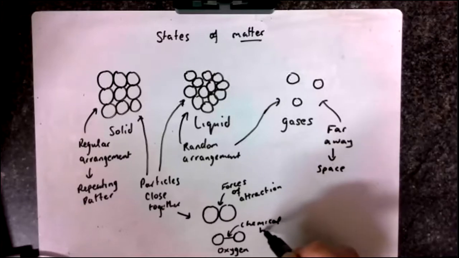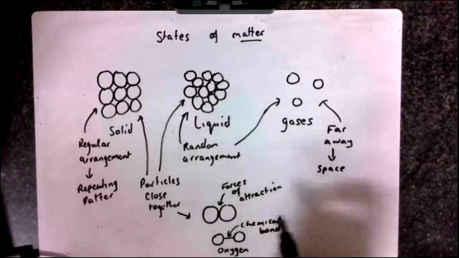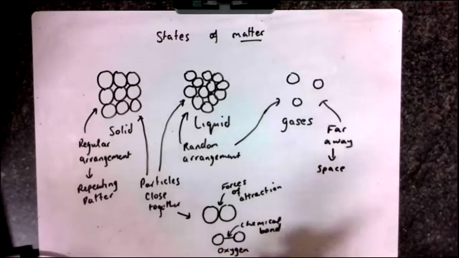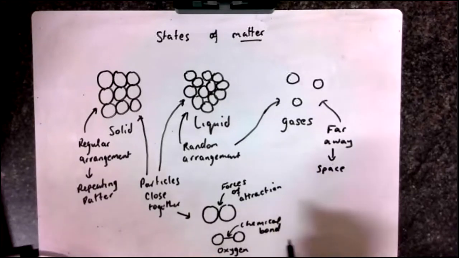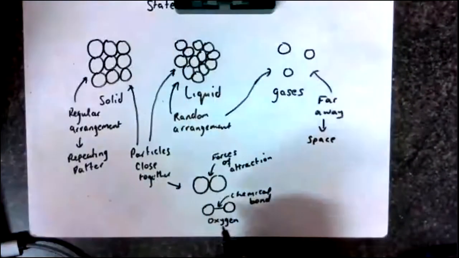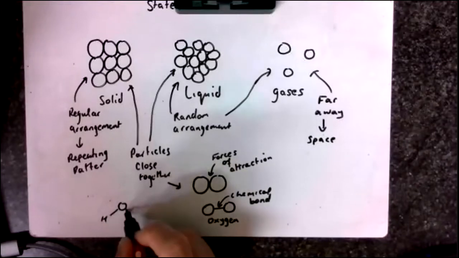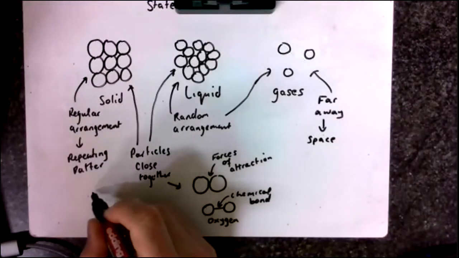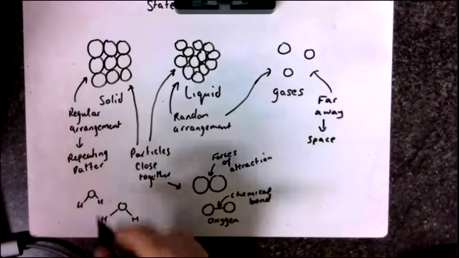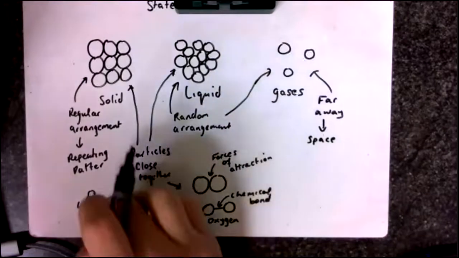Chemical bonds are very, very strong. And this is not always a chemical bond. It can be a weaker force of attraction between molecules. So for instance, this is a chemical bond within oxygen, but this here is two water molecules. And this here is what we call a hydrogen bond.